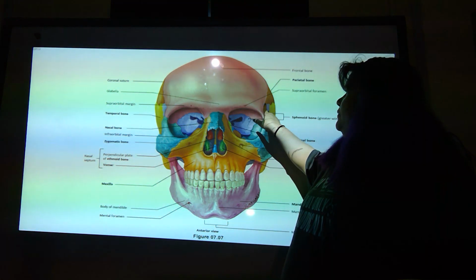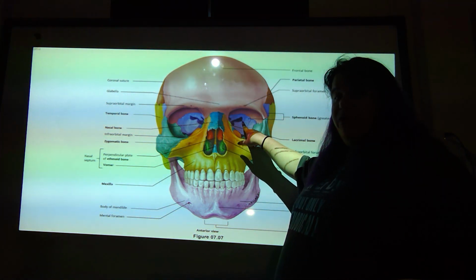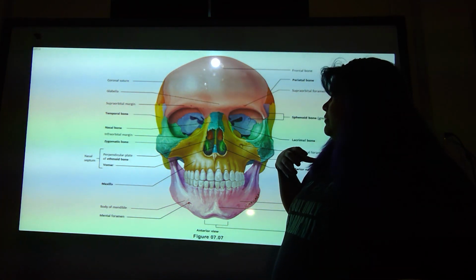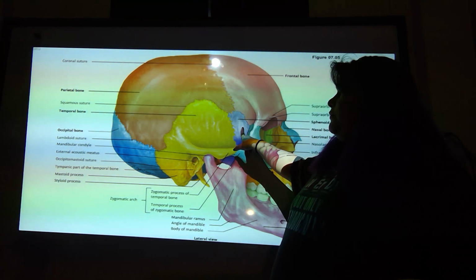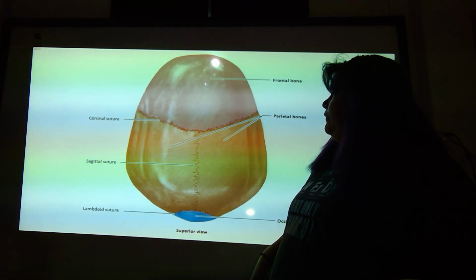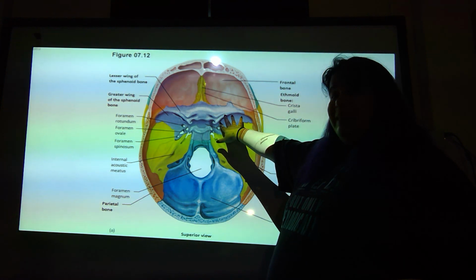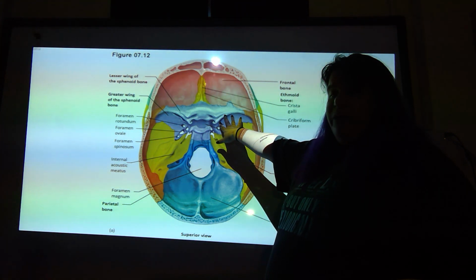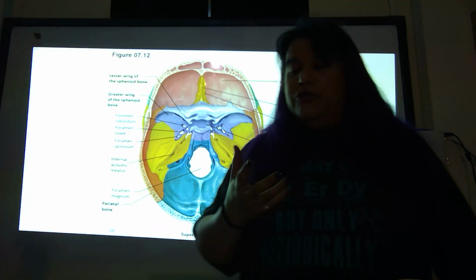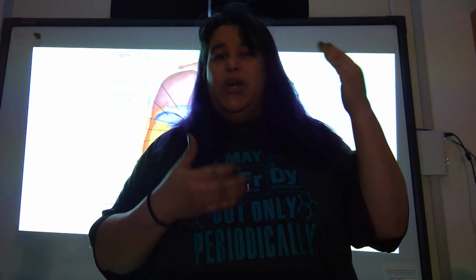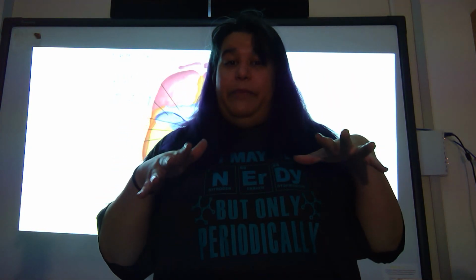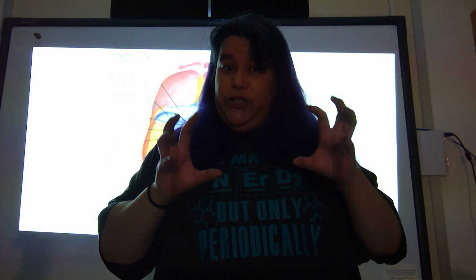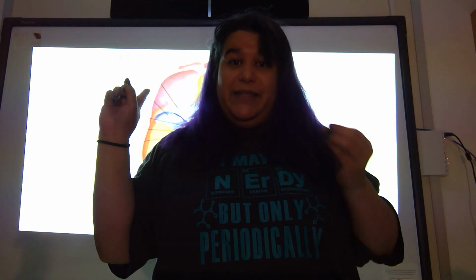See the light purple? That's the sphenoid bone from the front, sphenoid bone from the side, sphenoid bone from the inside. Remember the bones that I showed you and I said these were the classifications: long bone, short bone, flat bone. Remember the irregular bone picture? That's that bone. That's the sphenoid bone.